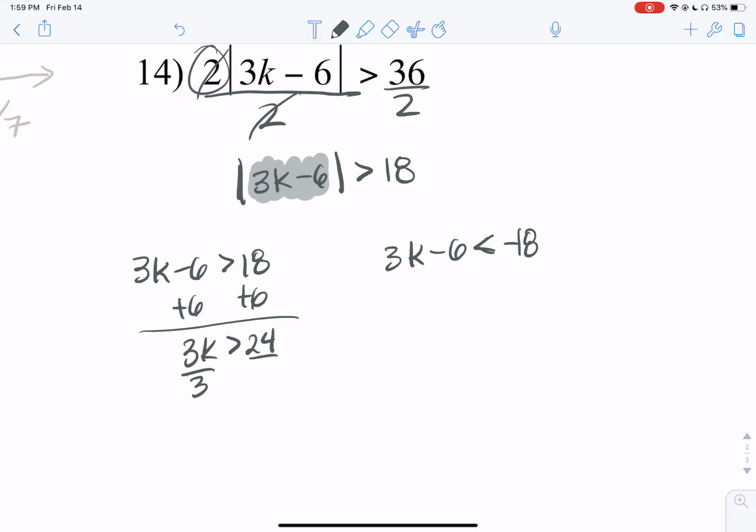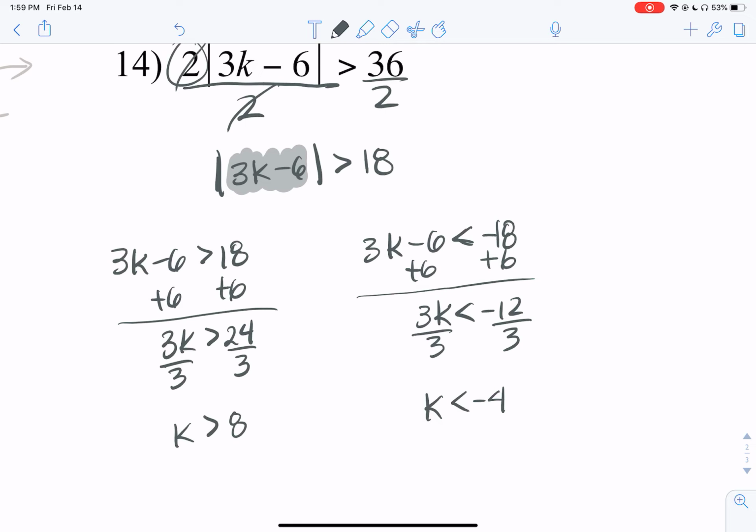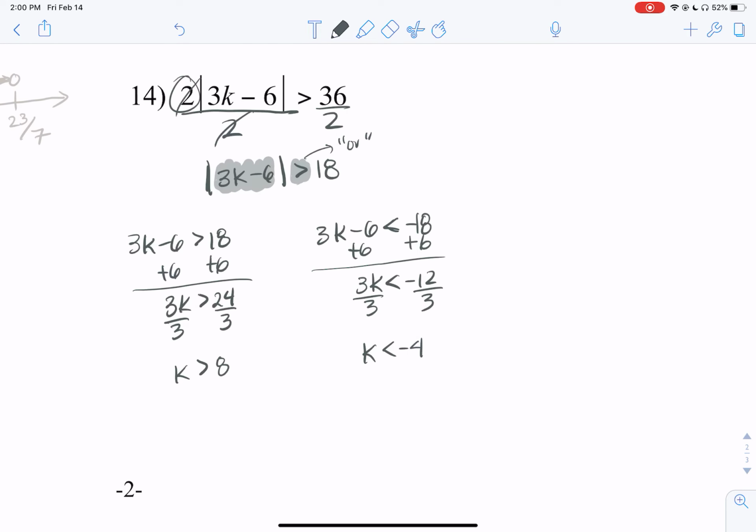We will then divide by 3, and the value of k would be greater than 8. On the one on the right, we would do the same thing, add 6 to both sides, but this time, since it's negative 18 plus 6, that's going to give us negative 12. We divide by 3, and the value of k would be less than negative 4. Now, in case you had forgotten, this again creates an OR compound inequality, all right? But again, it's going to match up perfectly, as you'll see right now.